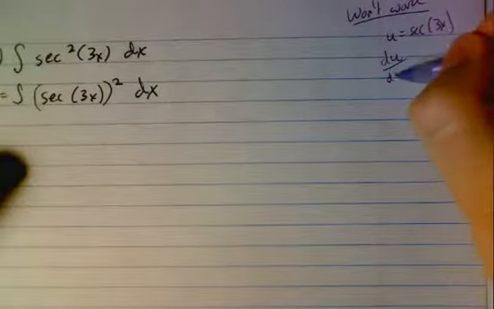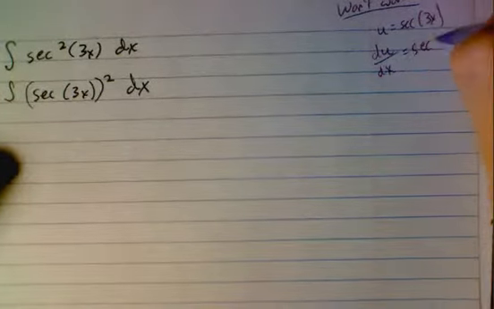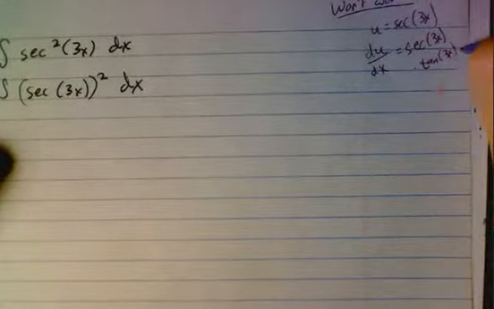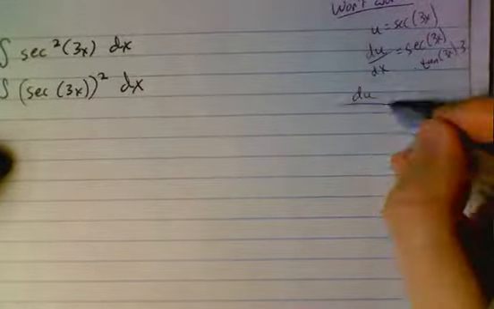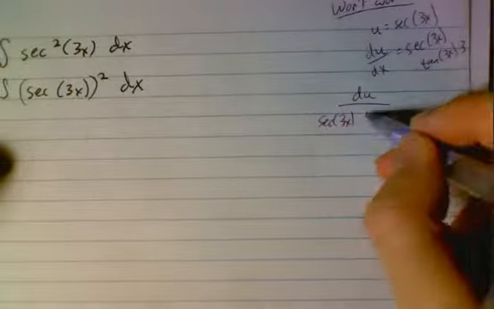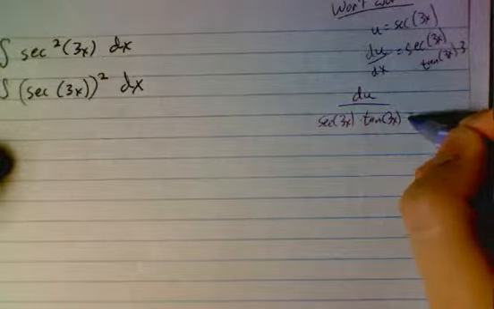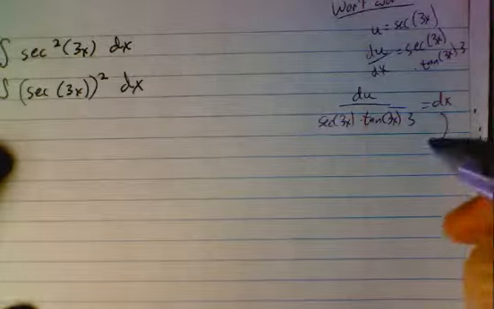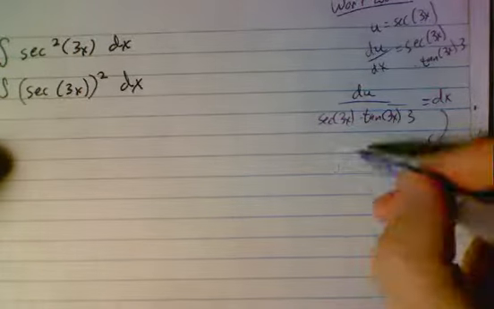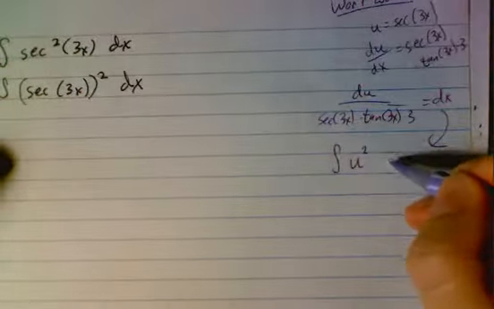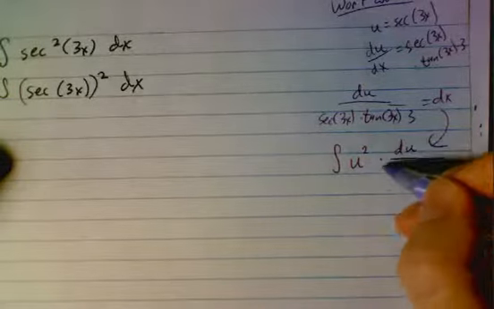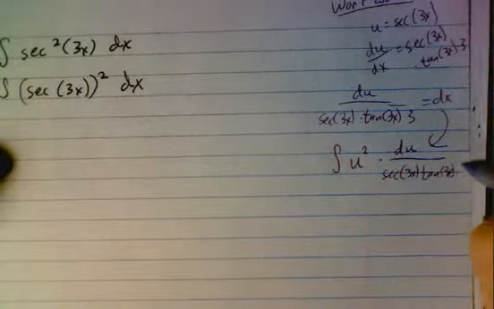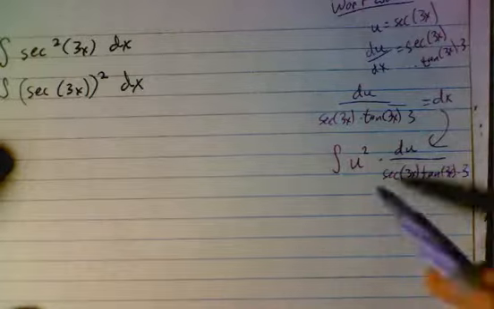So the derivative of u with respect to x is secant 3x times the tangent of 3x times 3. So we've got du over secant 3x tangent 3x times 3 equals dx. And then when we put it in, we have the integral of u squared times du over the secant of 3x tangent of 3x times 3. And this isn't going to work because of these x's.